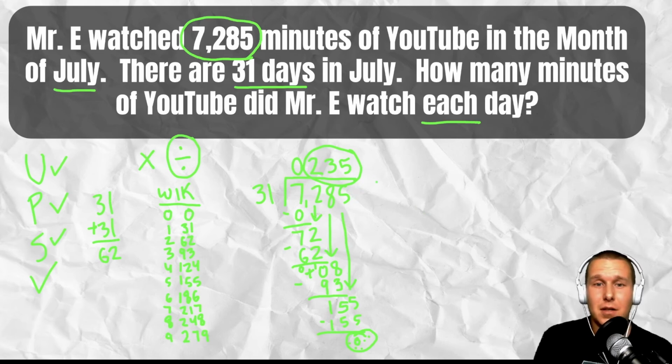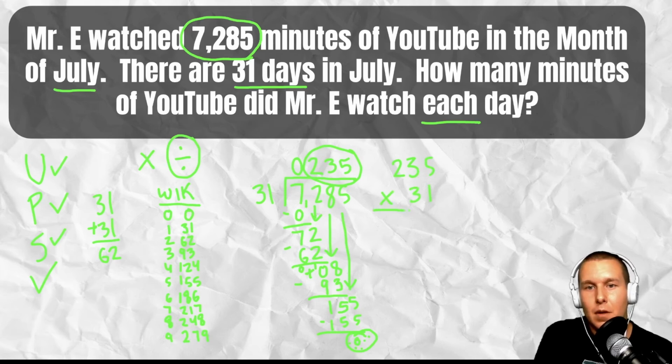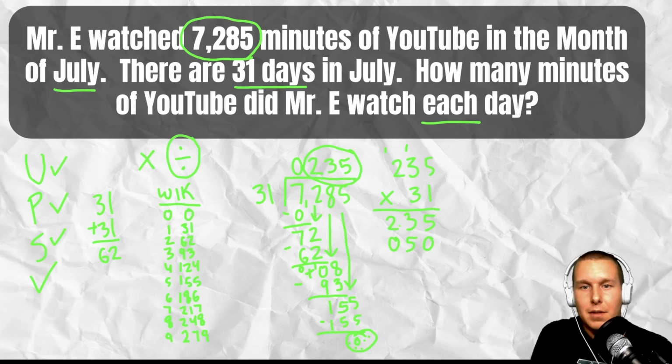Another way we could check our answer is we could use inverse operations. So we could say 235 multiply 31. We love seeing a 1 in the ones place because we're just going to copy down that number. We put that placeholder 0 because we're high quality students. 3 times 5 would give us 15. 3 times 3 is 9 plus 1 is 10. And then 3 times 2 is 6 plus 1 is 7.